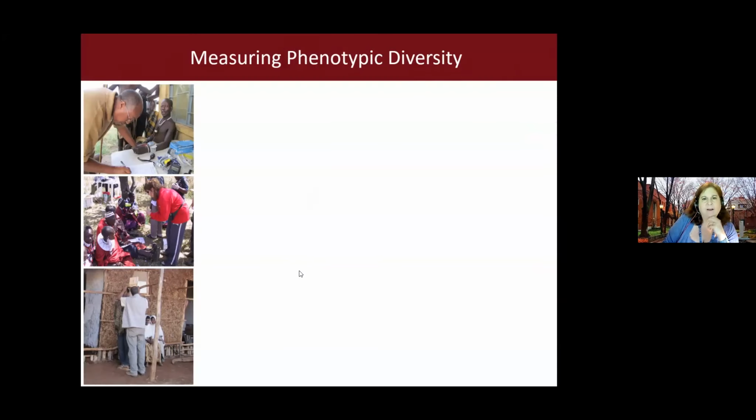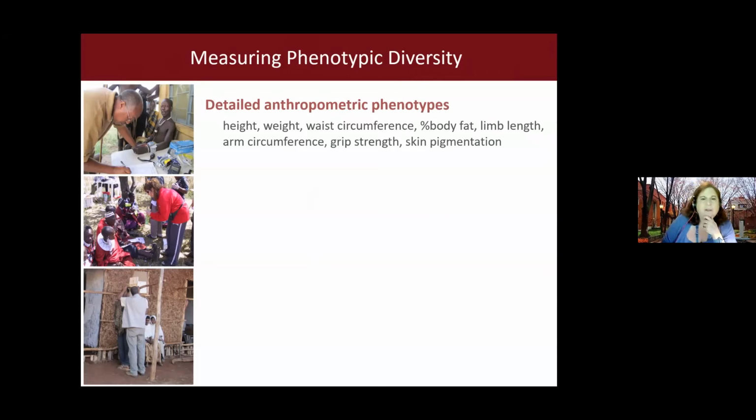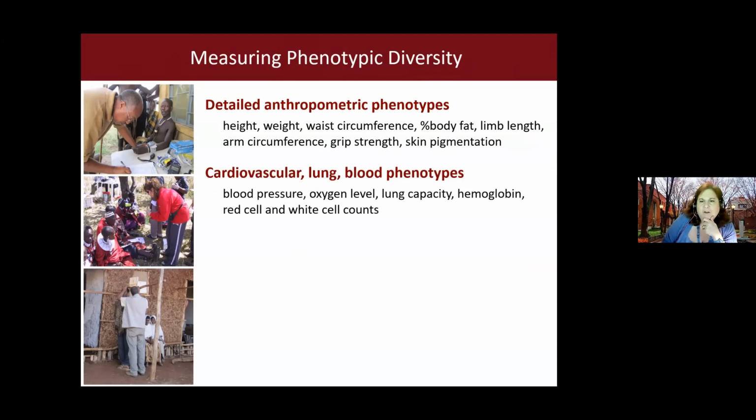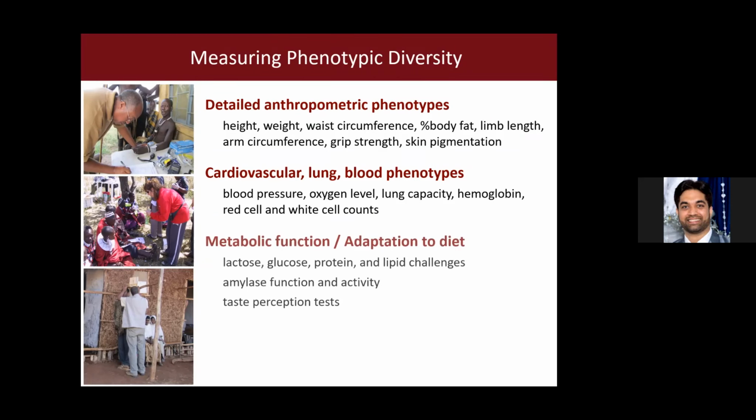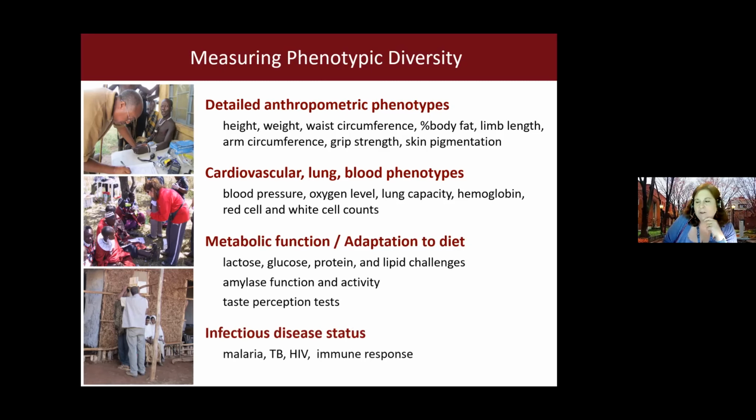And when we look at phenotypic variation, this is whatever you can do in really remote regions without being overly invasive. So very detailed anthropometric phenotypes, height and waist circumference and limb length, cardiovascular, lung and blood phenotypes, like blood pressure and oxygen, hemoglobin, metabolic function, lactose tolerance, glucose tolerance, for example, and infectious disease status when we can.